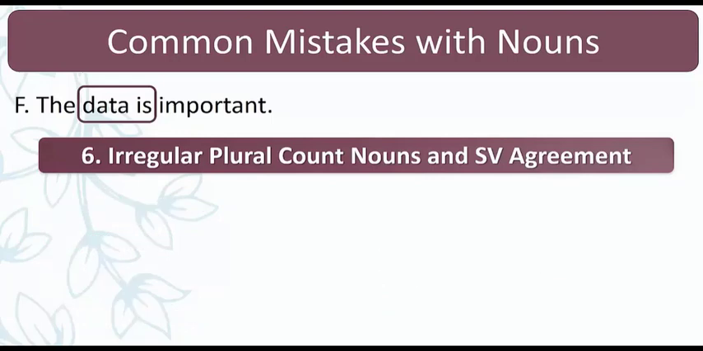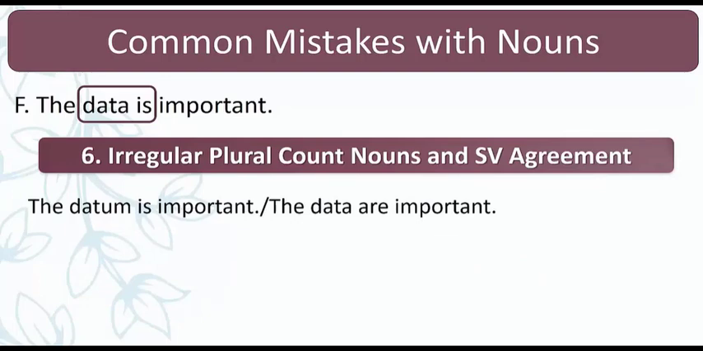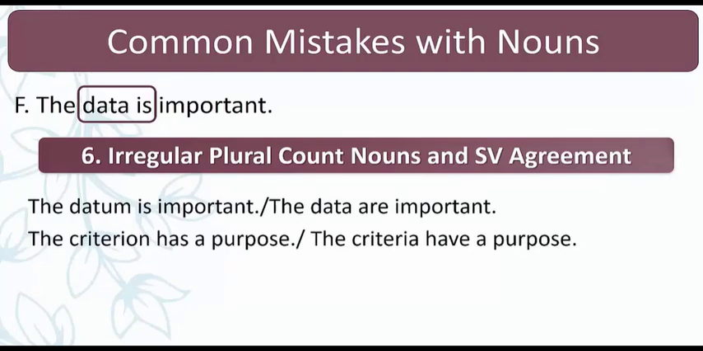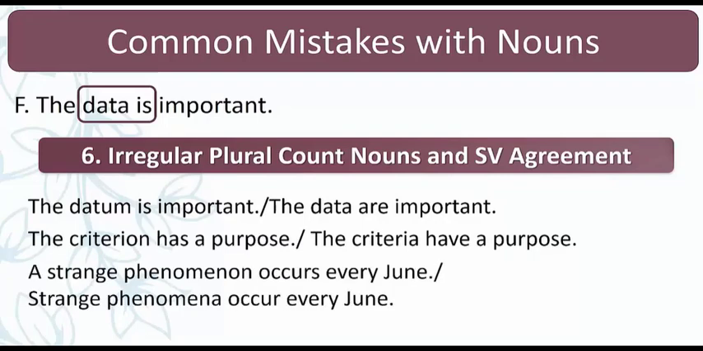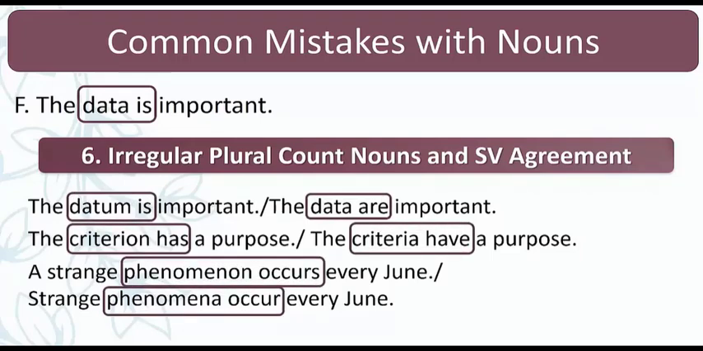So for instance, the datum is important and the data are important. The criterion has a purpose and the criteria have a purpose. A strange phenomenon occurs every June, and strange phenomena occur every June. When we use these words, the singular form needs a singular verb, and the plural form needs a plural verb.